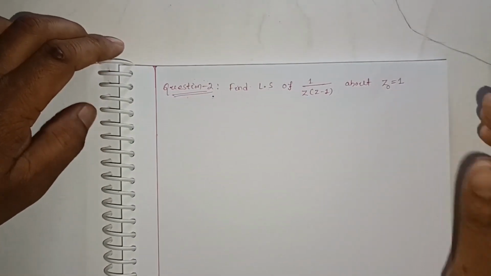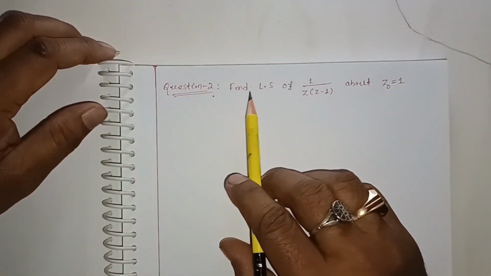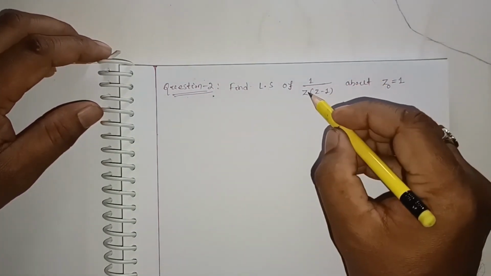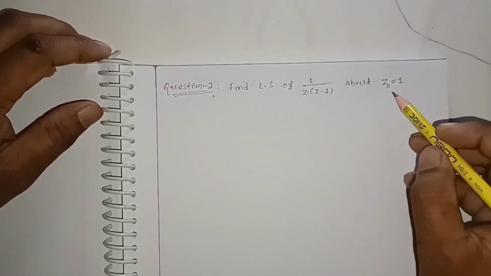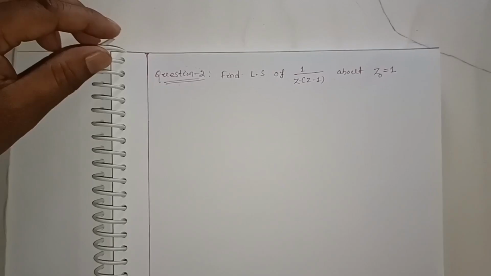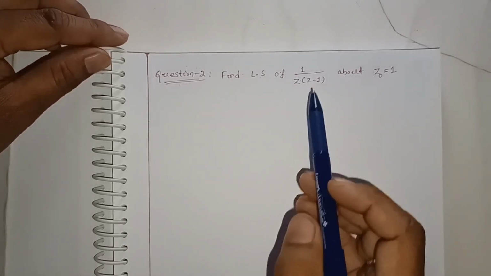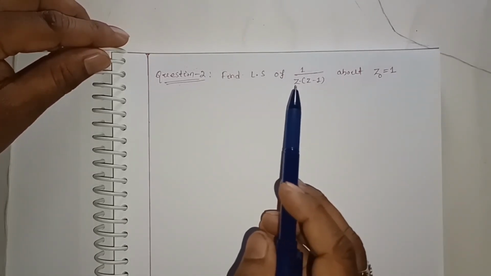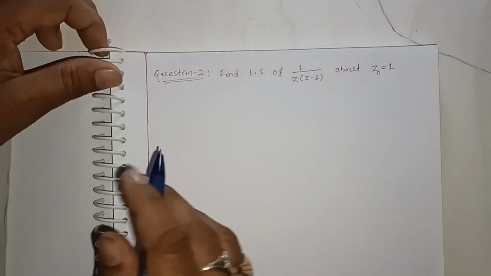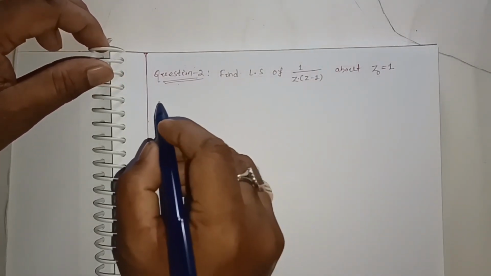Okay, now we are going to go for another question, number 2: find the Laurent series of 1 by z into z minus 1 about z0 equal to 1. To solve this type of question, first we have to do the partial fraction of this function, then we are going to solve it.